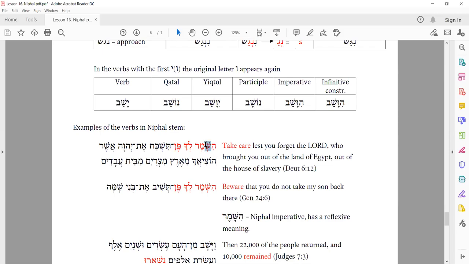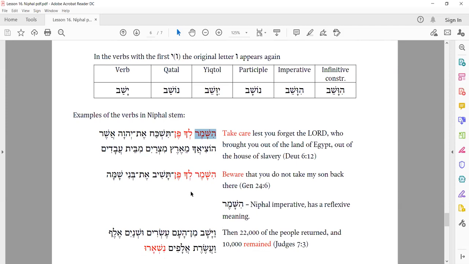Look at this first consonant. It has dagesh forte and it has kametz. If that happens, it is like a 100% guarantee that this is Niphal. And this is imperative from Shamar. Hishamer lech pen tishkach et Adonai asher hotzi echa me eretz Mitzrayim. So take care lest you forget the Lord. This is imperative, and it's very difficult to translate it in English. But one of the ways is: take care lest you forget the Lord.